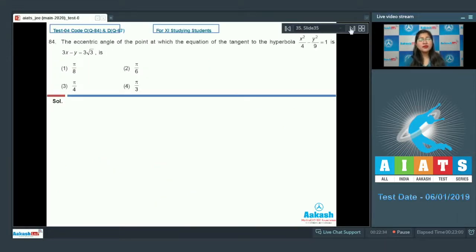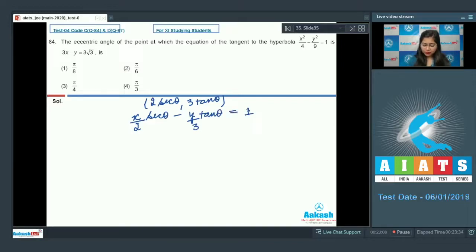Question number 84 says that the eccentric angle of the point at which the equation of the tangent to the hyperbola x square upon 4 minus y square upon 9 equal to 1 is 3x minus y equal to 3 root 3 is. Now, the equation of tangent to the hyperbola at the point 2 secant theta, 3 tan theta is x upon 2 into secant theta minus y upon 3 into tan theta equal to 1. Now comparing this equation with 3x minus y equal to 3 root 3, the coefficients will be in proportion.